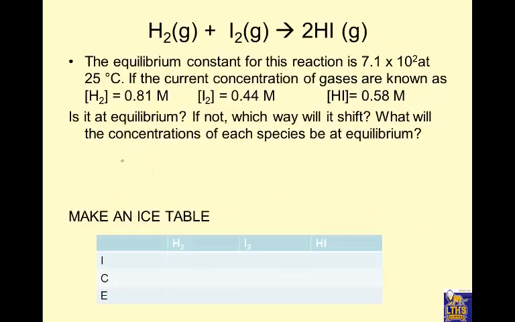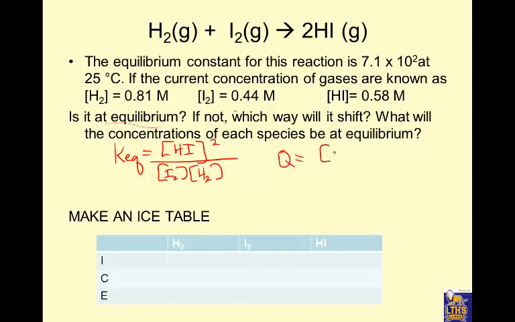All right, so let's practice. Hey, they give us an equilibrium constant, so let's write an equilibrium constant expression. KEQ is equal to the products, HI, and we have to square that because of the 2, divided by the concentration of the reactants. We have I2 gas, no coefficient, H2 gas, no coefficient. That's the equilibrium constant expression. We're going to use it. Okay, it tells us that the current concentrations of gases are known to be this. So right now it's a current concentration. It says, is it at equilibrium? Well, we don't know, so we call it a Q.